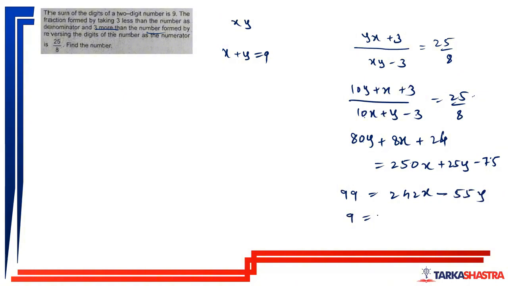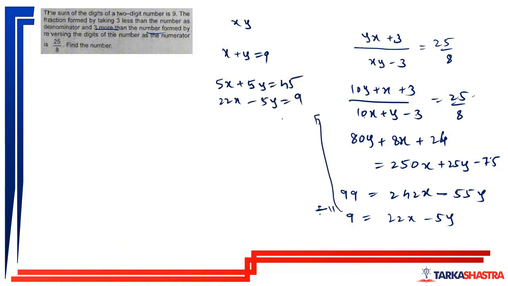Dividing the whole equation by 11, this is 22x minus 5y equal to 9. So I can also write 5x plus 5y is equal to 45, and 22x minus 5y is equal to 9. This equation I am writing here. Simply adding these two equations, I get 27x, these two get cancelled, is equal to 54, which gives me x is equal to 2. And if x is equal to 2, y must be 7. So the number is 27.